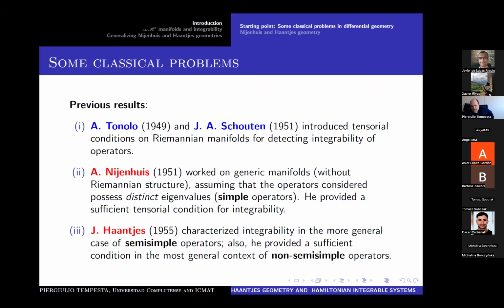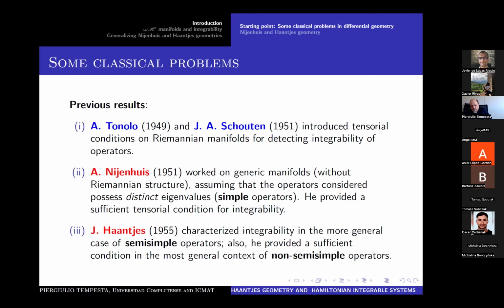Okay, so the first results in these directions were provided by Tonolo, 1949, and Schouten, 51, who studied these tensor conditions, but on Riemannian manifolds. So they were interested in detecting the integrability of operators defined on Riemannian geometry. And the great idea of Nijenhuis, again in 51, was to put the problem in a more abstract setting, without the need of a Riemannian structure. So Nijenhuis said, can we answer these questions independently of the existence of a Riemannian structure? Then this would be even more general.